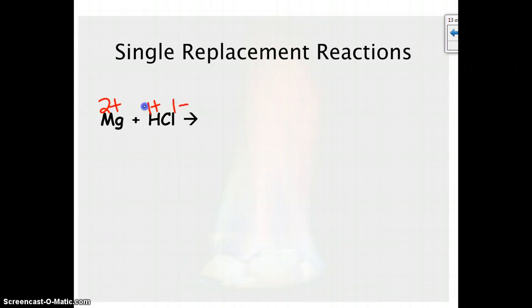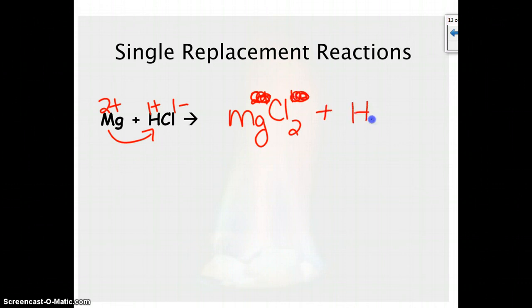Okay, looking at another single replacement, again, we're going to determine the charges from the beginning. So we have 2 plus for Mg, 1 plus for H, and 1 minus for Cl. So Mg is going to kick out the other positive, which is the H. So Mg is going to get Cl, and it was 2 plus, 1 minus. So we're going to end up with MgCl2 here. And then H is going to end up by itself. He's diatomic, so you have to have a 2 there.